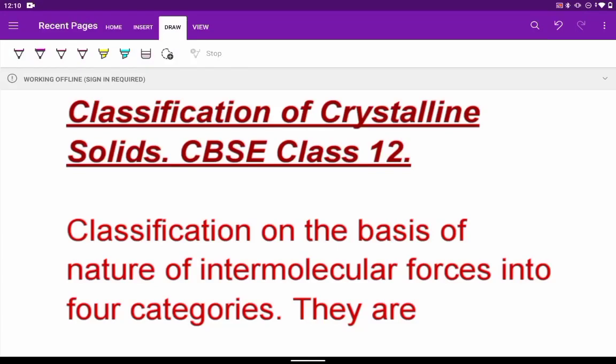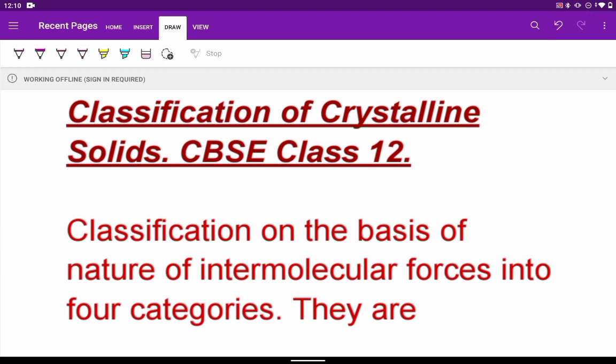Today we will deal with classification of crystalline solids, and this is a part of CBSE curriculum for class 12. Now see, we have seen about crystalline and amorphous substances. In the amorphous substances we know that they have a short range order. Some of the solid substances are crystalline in nature.